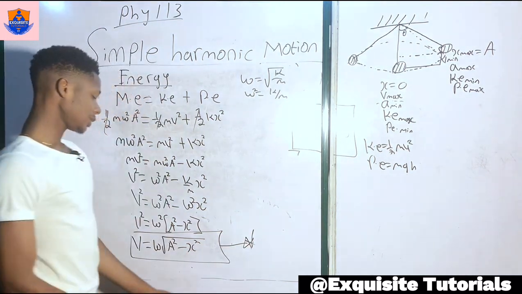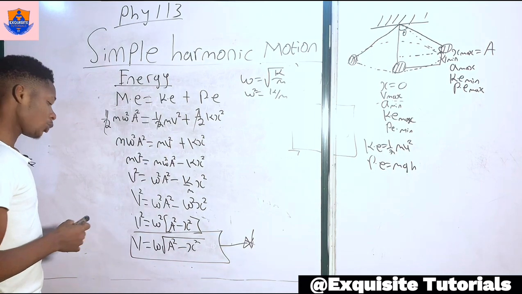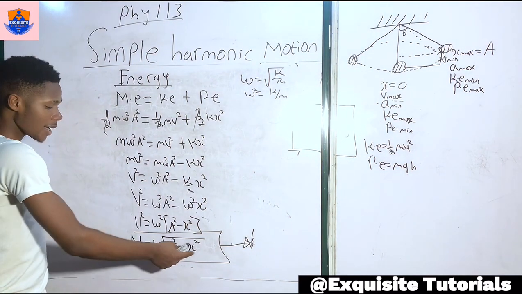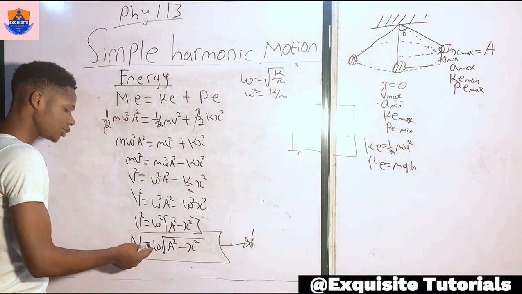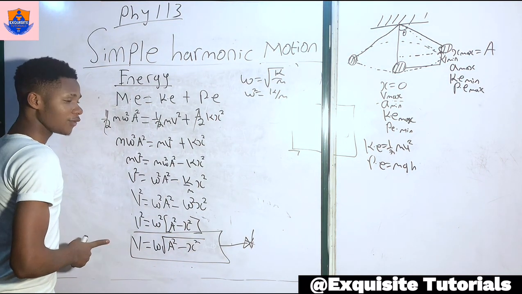Now, we should take note that this is the formula for calculating velocity at a point in time when we have a displacement value and other quantities for a body undergoing simple harmonic motion. x is displacement, a is amplitude, omega is angular velocity or frequency, and v is the velocity.